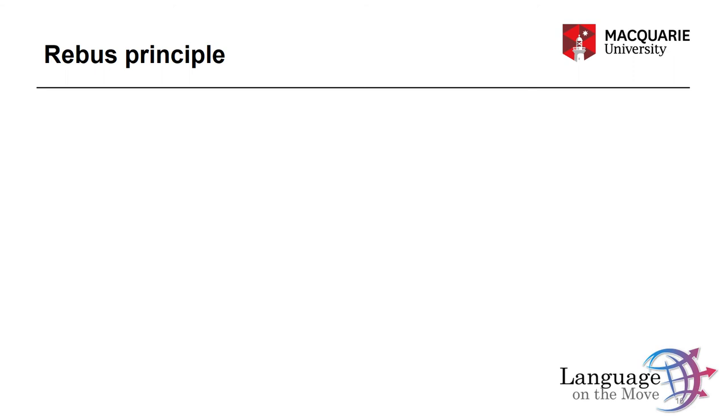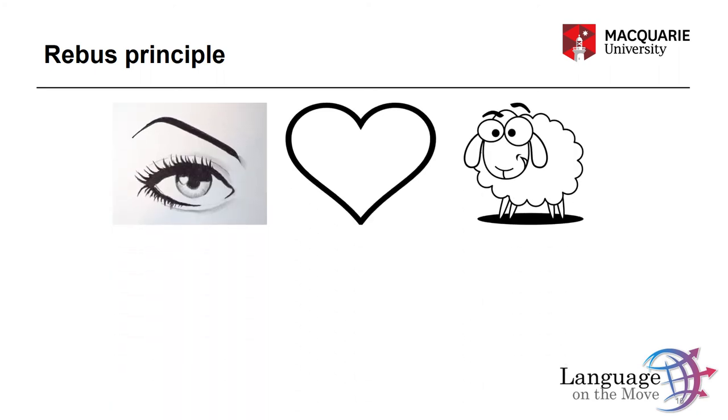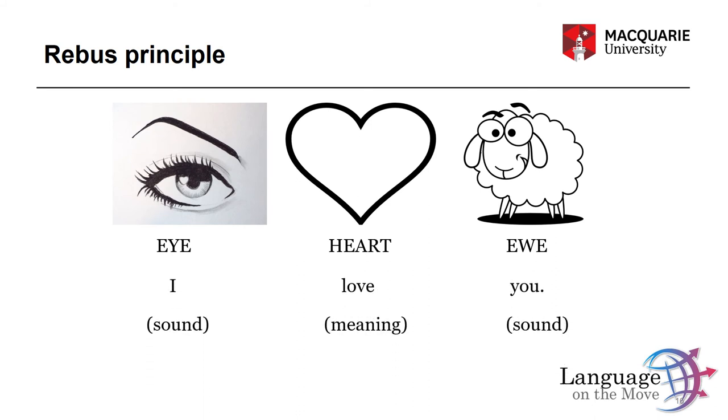To solve the problem of how to turn the signs for concrete objects into something more abstract, a really nifty little principle has been used. It's the rebus principle. Let me give you an example of how the rebus principle works. I'm sure all of you can decode this little riddle, although it's not writing. We have a sign for I, heart, and you, and this gives us I love you.